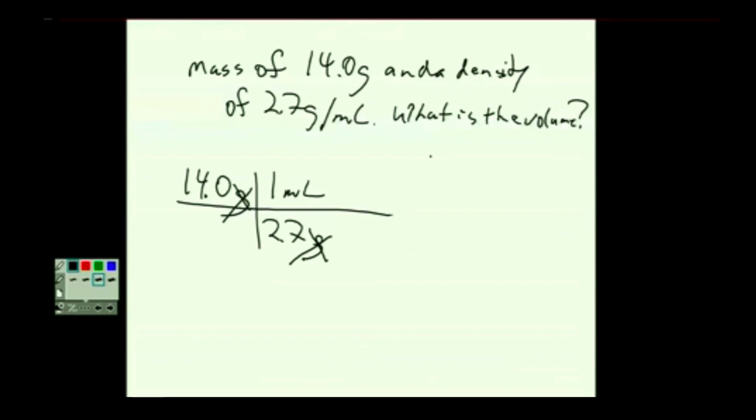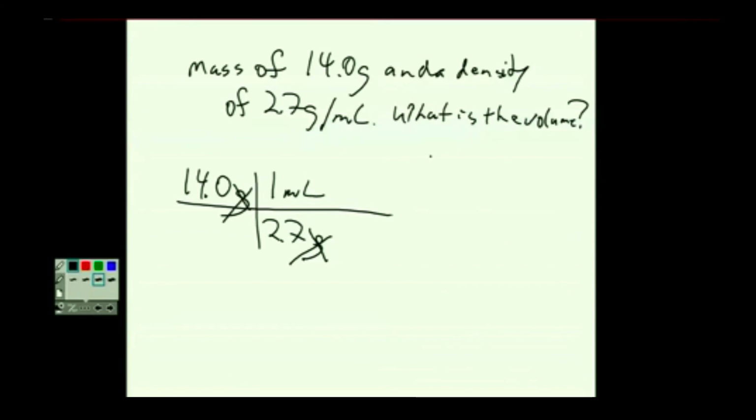I know some of you may have learned that there's like a little density triangle thing. Whatever. I don't use that thing because I can do this. I just do it like a normal conversion, okay? You could also find the mass if you knew the volume and the density, right? Same problem.